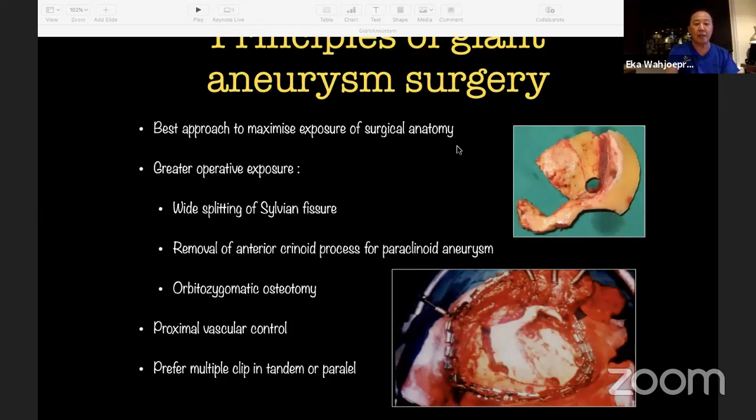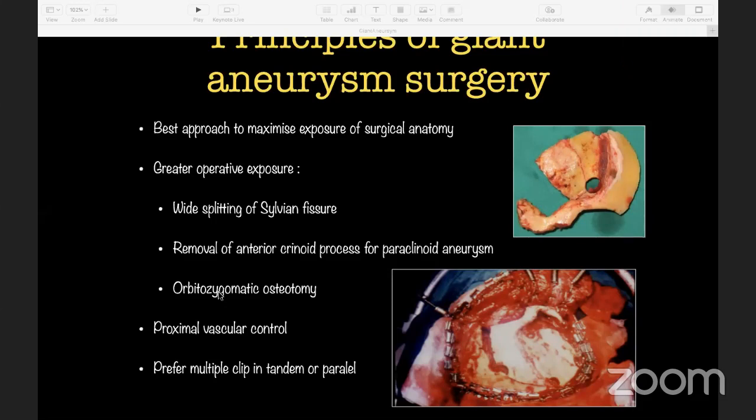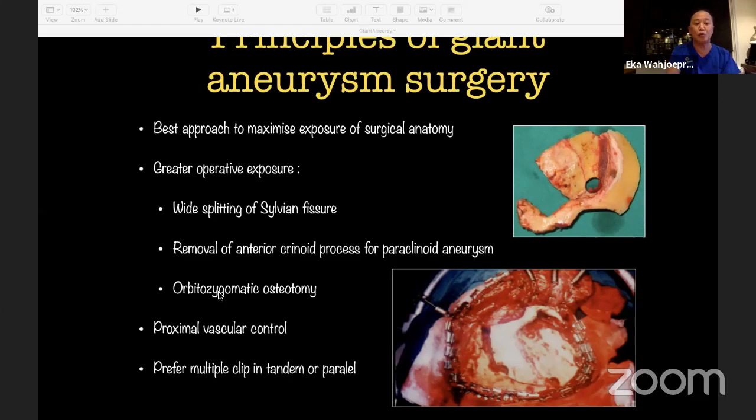Principle of giant aneurysm surgery: we need to approach for maximal exposure. So we don't use minimally invasive for this giant aneurysm, because again, we need to see the proximal vessel, the distal vessel, and the surrounding structure. And also we need to do great operative exposure. So the young generation needs to learn a lot about how to split the Sylvian fissure widely. Again, in giant aneurysm, mostly we need a wide splitting of the Sylvian fissure to have a beautiful exposure. And we need to remove the anterior clinoid, like Matthias showed us, and we also need to learn about orbitozygomatic osteotomy, an approach of craniotomy where we can have a beautiful and large exposure, and we don't need to retract too much on the temporal lobe.